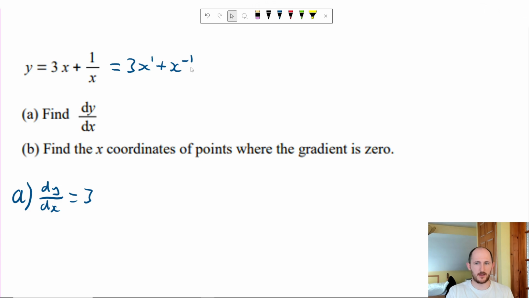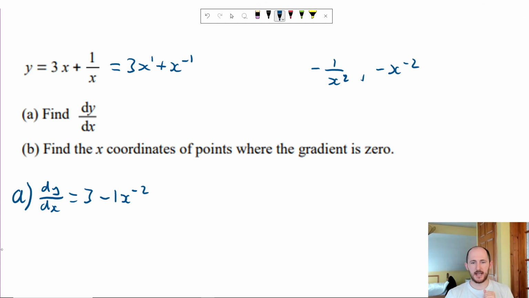This one is interesting though. Bring the power forward, we get minus 1. Then we get x, and what happens when I subtract 1 from that? I get x to the minus 2, which you can either write as minus 1 over x squared, or minus x to the minus 2, however you want, but that's the answer. Cool.